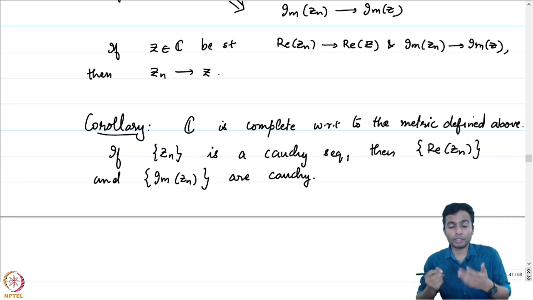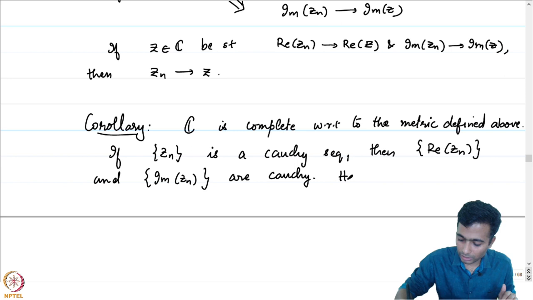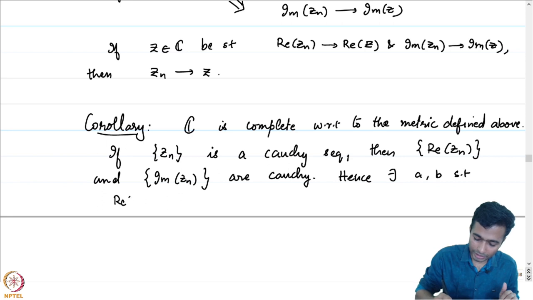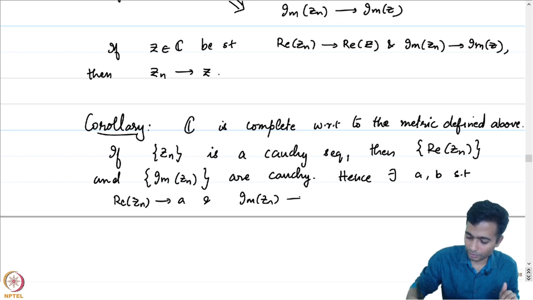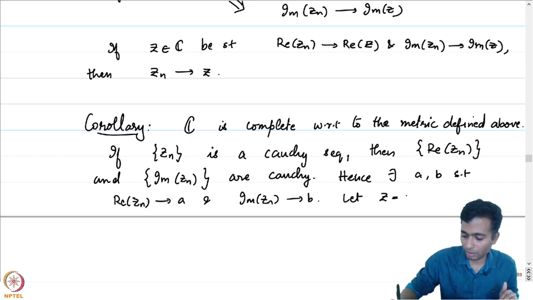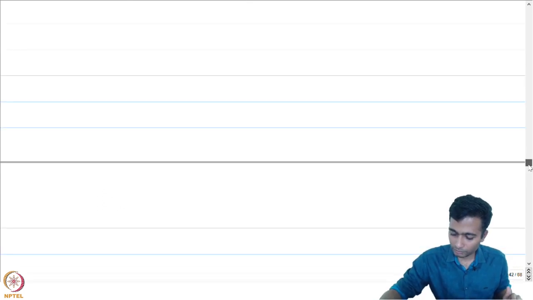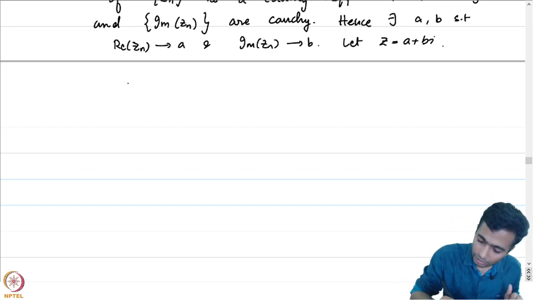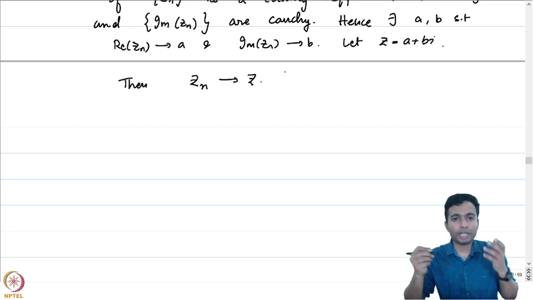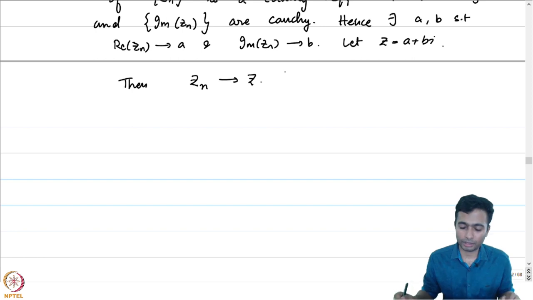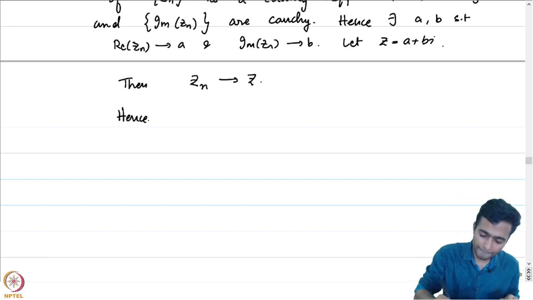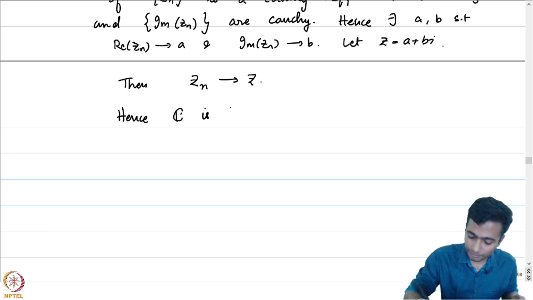And the completeness of R tells us that hence there exist A, B such that the real part of Zn converges to A and the imaginary part of Zn converges to B. Let Z be equal to A plus Bi. Then the above observation tells us again that Zn converges to Z. Hence, every Cauchy sequence has a limit. Therefore, C is complete. That was actually a straightforward observation using the fact that R is complete.